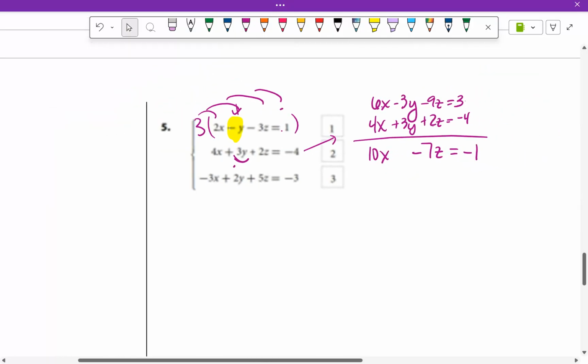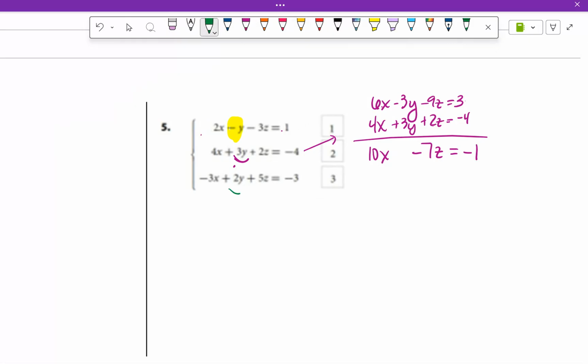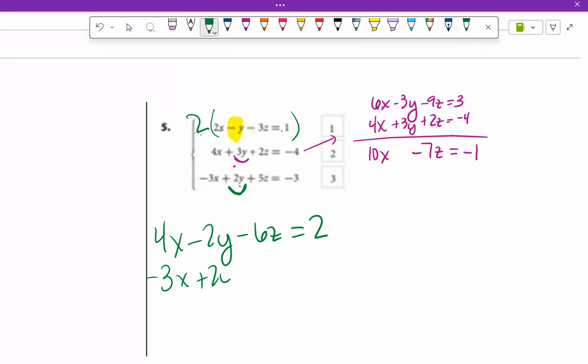I am now going to use that same equation we did originally, and I'm going to multiply it again, but for this to pair with this bottom equation. So since I want to have a 2 here, I would have to multiply by 2. 2 times 2x is 4x, 2 times -y is -2y, 2 times -3z is -6z, and 2 times 1 is 2. And then we're going to simply copy down that third equation underneath.